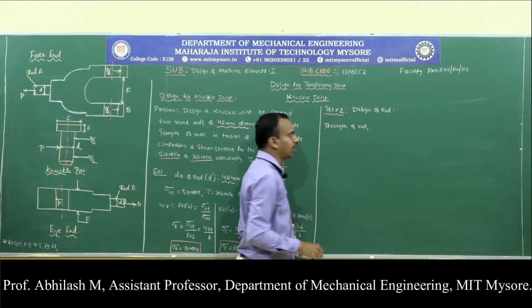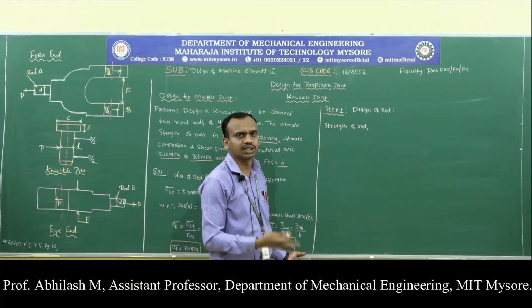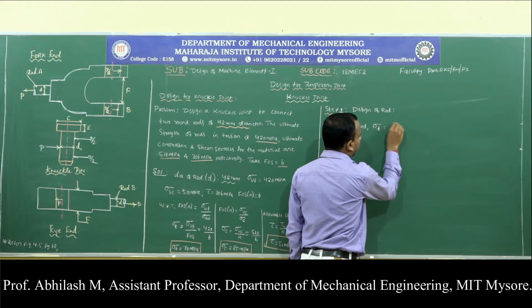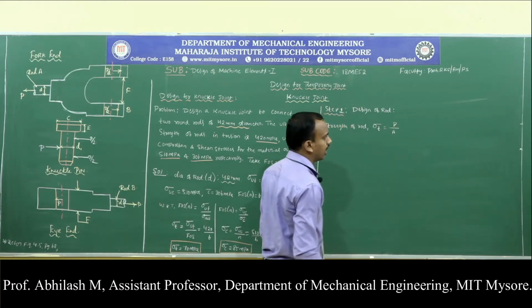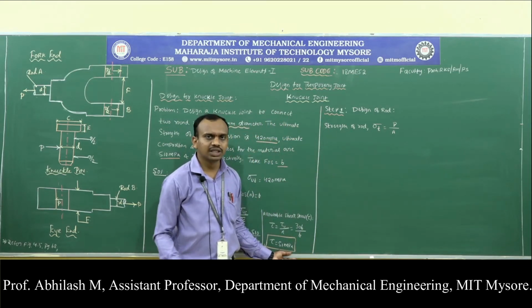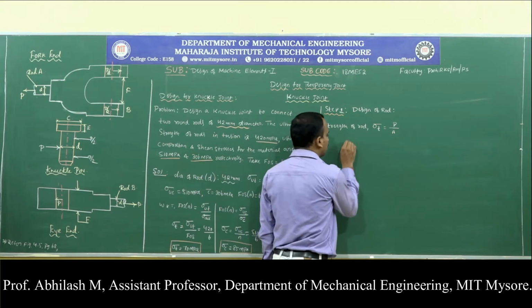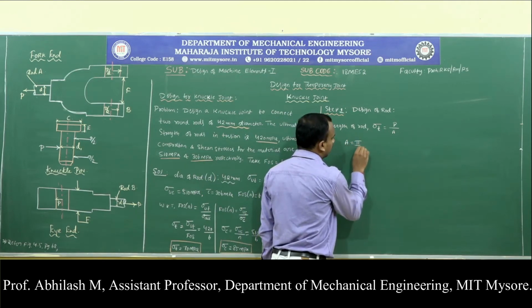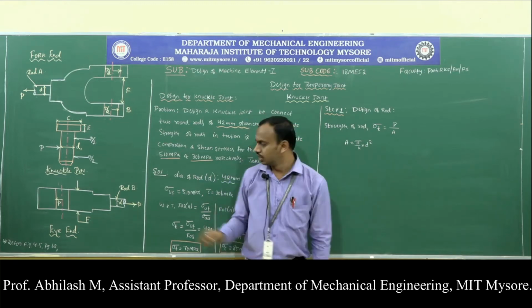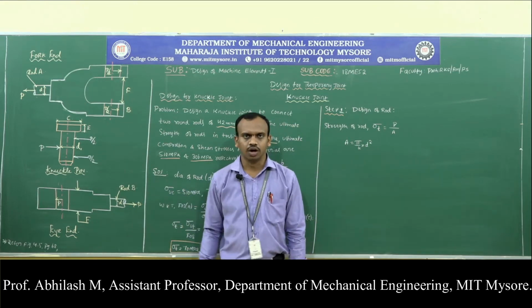it is subjected to the tensile load. So the type of stress that is developed will be tensile stress. So sigma T will be equal to load divided by area. What is the area? I know it is a solid, so pi by 4 into d square, where d is the diameter of the rod.